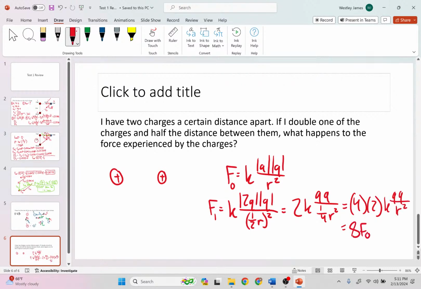Long story short, it's 8 times bigger. Okay? So, whatever happens to the bottom, if it's squared, whatever happens to it also needs to be squared. And I'm going to prove this to you all by showing you another way you can go about solving these problems. And it's by making up numbers.